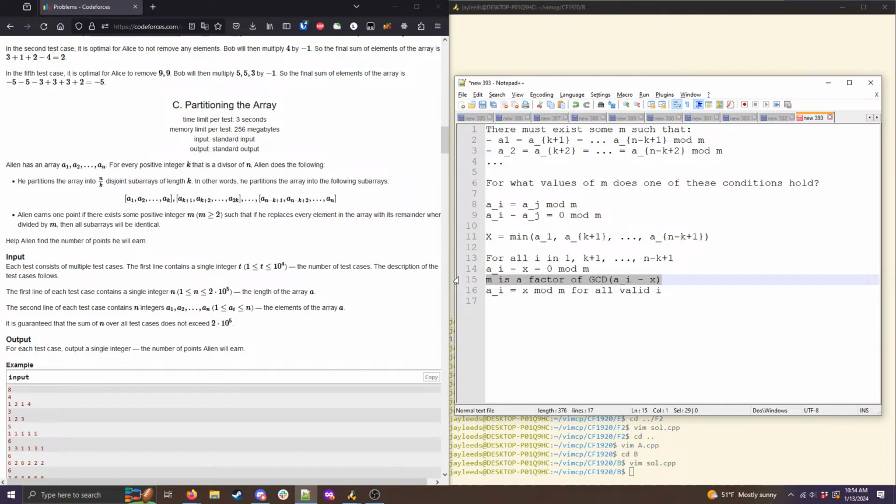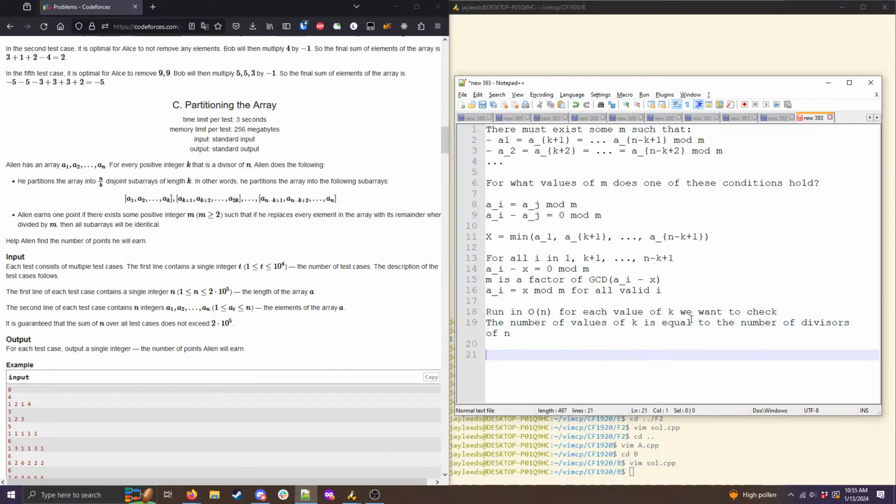So for a given k, we can find x for each of these ranges, find this GCD, and then check if that GCD is greater than 1. This is going to run in O of n for each value of k we want to check, but we want to make sure there won't be that many k. The number of values of k is equal to the number of divisors of n, so the complexity is n times the number of divisors of n. We want to make sure that'll be fast enough.